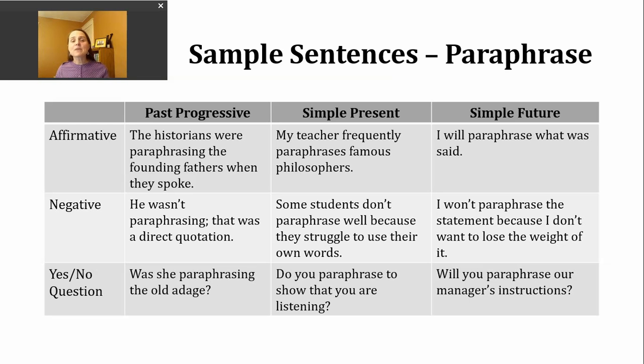Okay? If I want to make a yes or no question in the past progressive, I'm going to start with my past tense form of be, so was or were, then I'll have my subject, then the ing form of the verb. Was she paraphrasing the old adage?